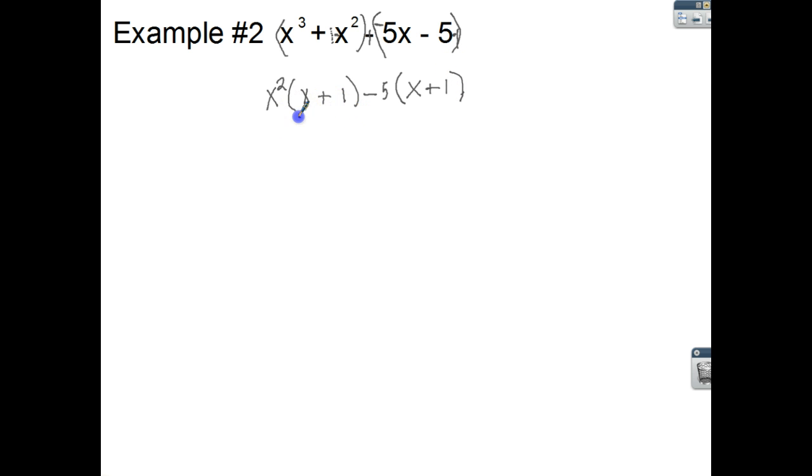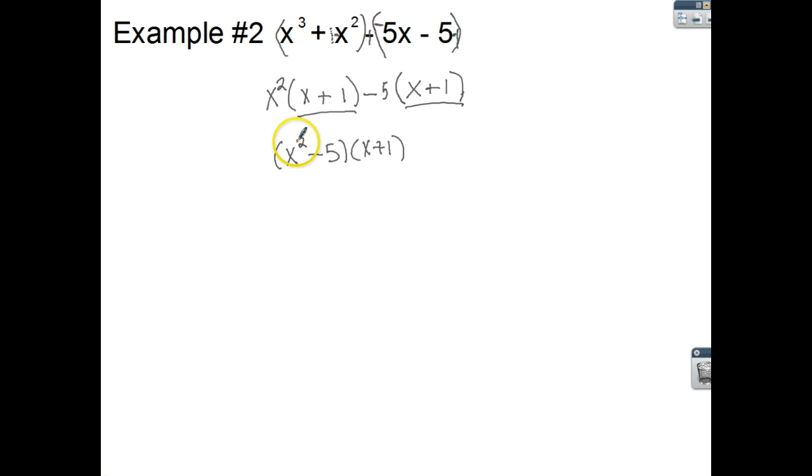All right, now we notice that these are the same binomial, so we pull that out and we put parentheses around what's left. It's x squared minus 5 times x plus 1. Now, the directions, I didn't write them up here, but it would be factor. And when we say factor, we really mean factor completely.